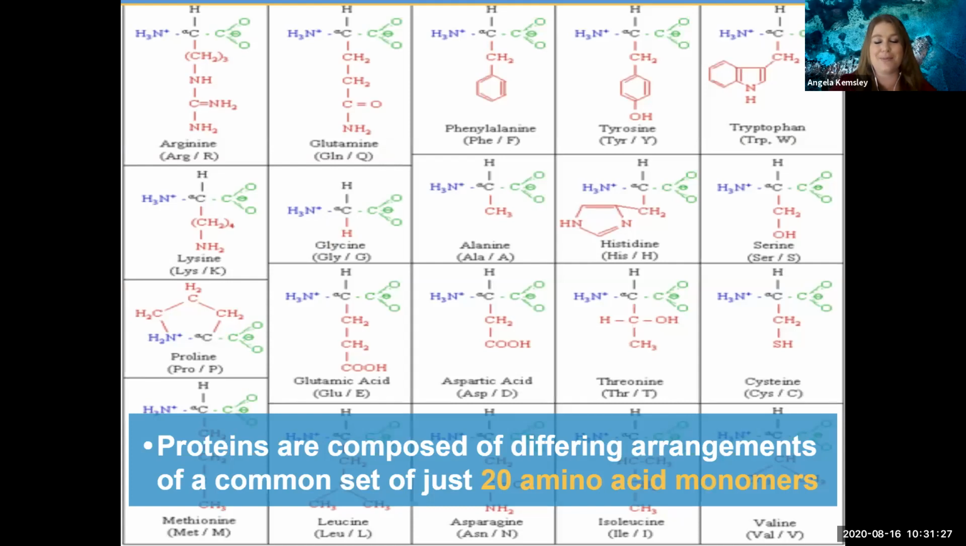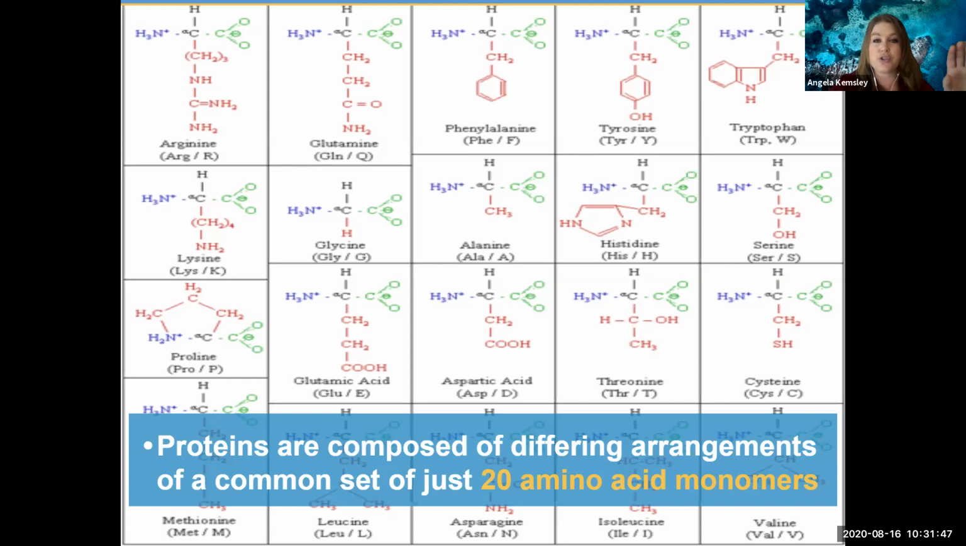You don't need to memorize all the pictures in the background. This is just to show you that there's a lot of different proteins. Proteins are composed of different arrangements of a common set of just 20 amino acid molecules. So in the background of this are our different amino acid monomers.